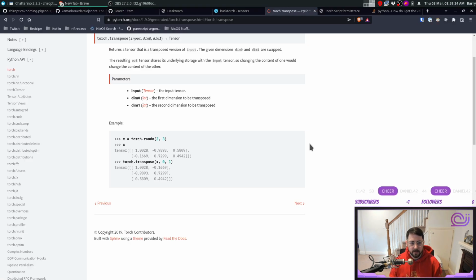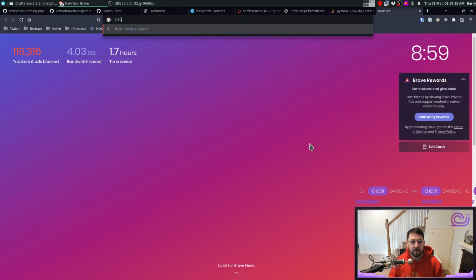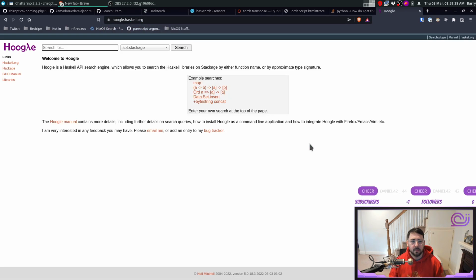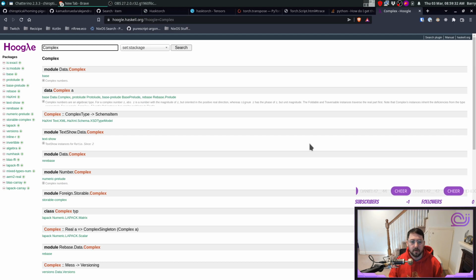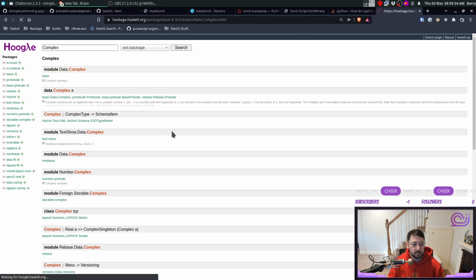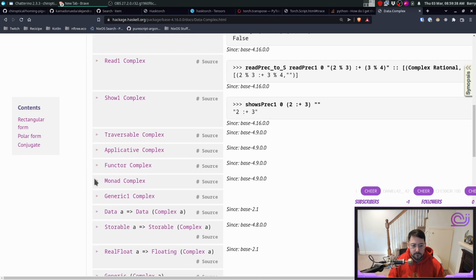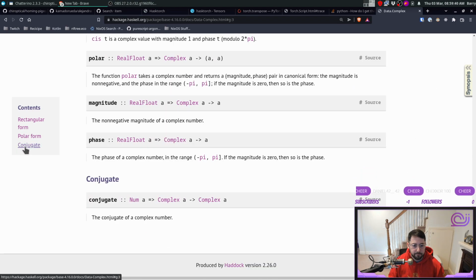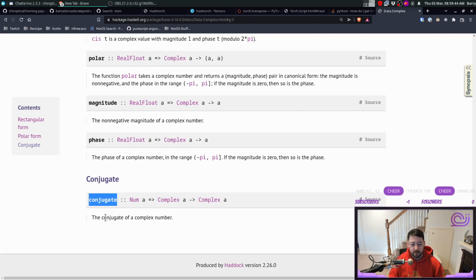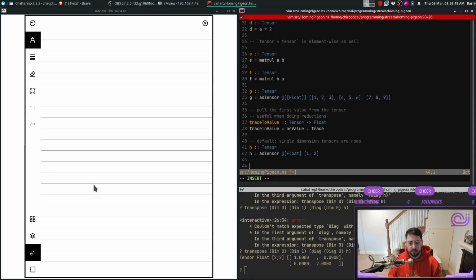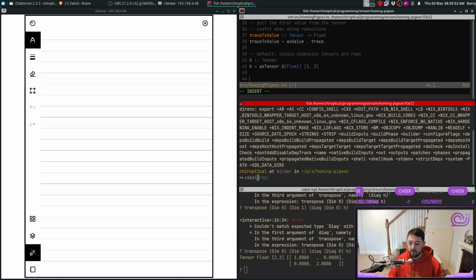So if we had complex numbers, there is a conjugate function. So this will just flip the... Okay, so let me just show an example because that's probably going to be easier.